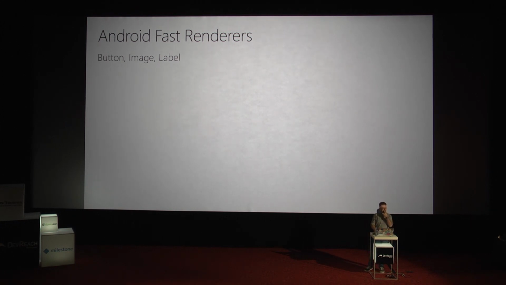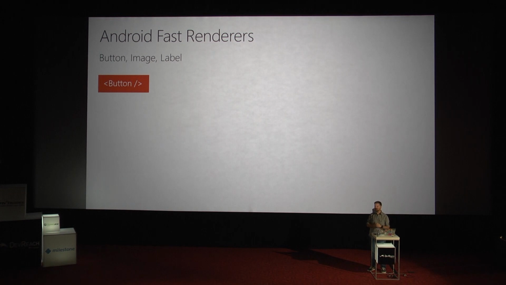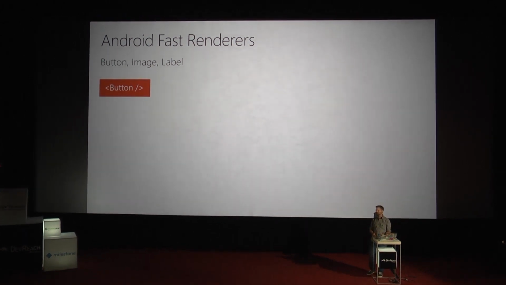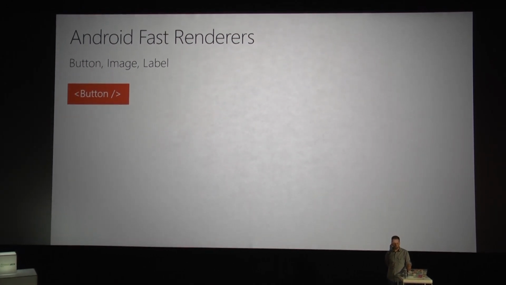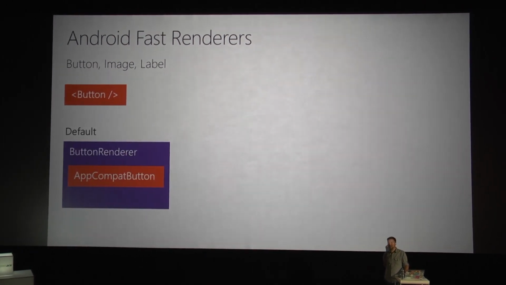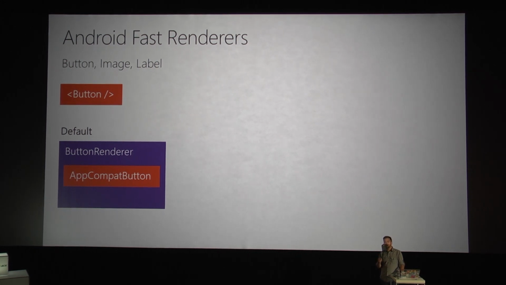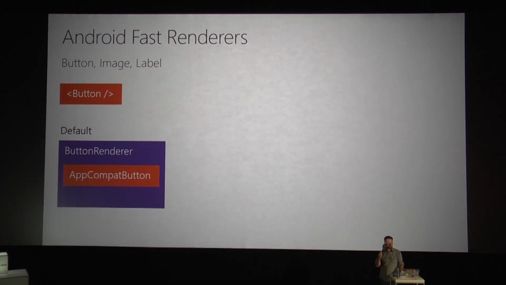So with fast renderers, what that means is for button and image and label, when you ask for a button right now, or previously without a fast renderer on Xamarin Forms, you will by default actually get two views that get added to the visual tree. You get the button renderer that wraps it, and then the app compat button, which is the actual button that Android provides. Because everybody's using app compat, right? If on Android you're not using app compat, please use app compat. That's the way to go.